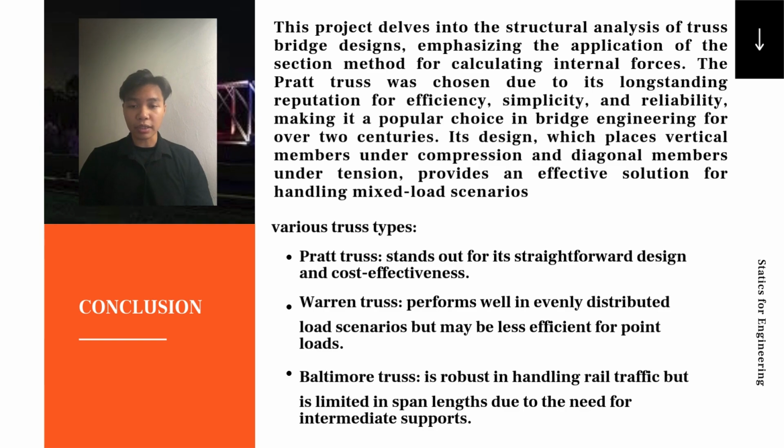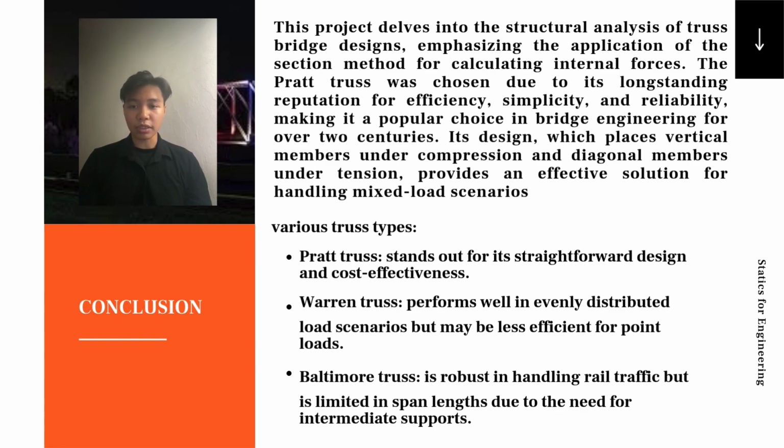We also compare the Pratt truss with other notable truss types to better understand the pros and cons of various designs. Pratt truss stands out for its straightforward design and cost effectiveness, making it a practical choice for many projects. The Warren truss excels in handling evenly distributed loads due to its repeating triangular framework, but can be less efficient for point loads such as concentrated weights in specific areas.